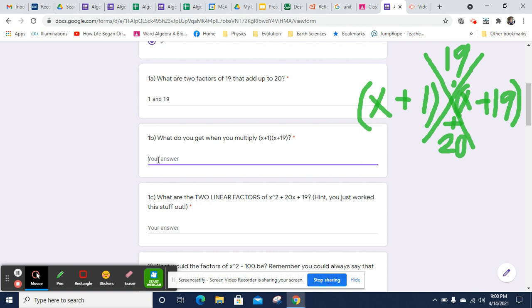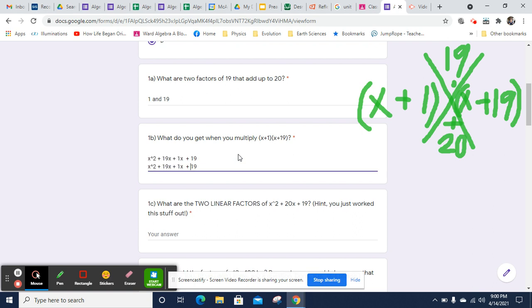What do we get when we multiply x plus 1 times x plus 19? Well, let's work it out. It's going to be x squared, and then we're going to have a 19x, so plus 19x. Then we'll have a plus 1x, and then we'll have a plus 19. When we put the like terms together, we'll end up with not a 19x and a 1x, but a 20x. And that is our product, and those are our factors of that product. I'll just note that that equals x plus 1 times x plus 19.